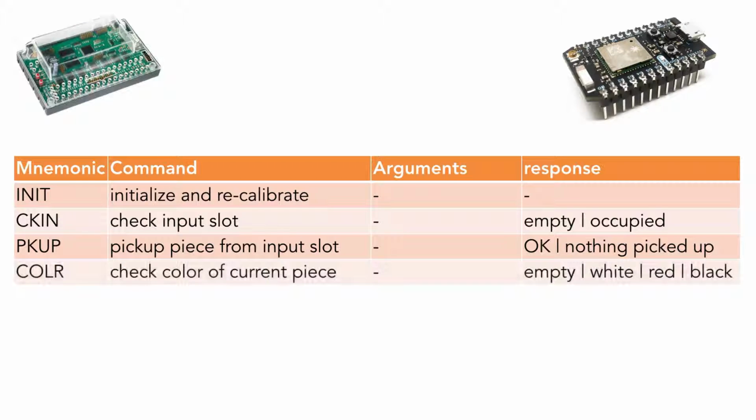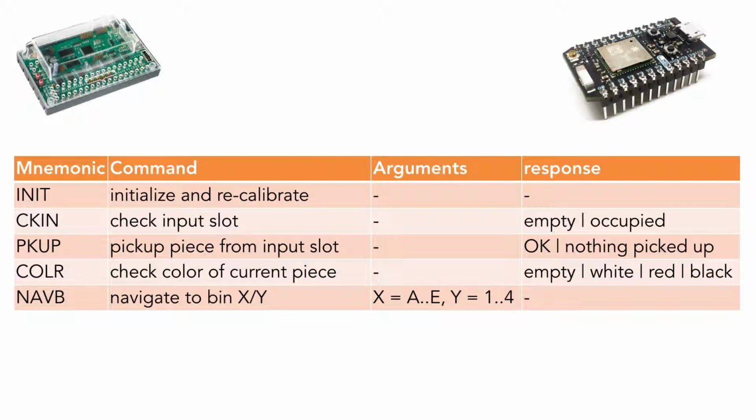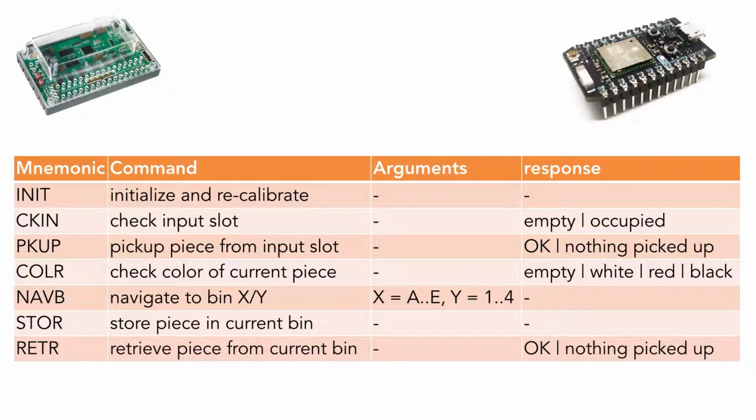Usually, we would then tell the robot to check the color of the piece it is currently holding, yielding either empty or one of the three colors of the pieces. Then we can tell the robot to navigate to one of the storage bins, identified by their column A to E and their row 1 to 4, and store the piece. Similarly, we can tell the robot to retrieve a piece, which again should yield OK as a response, but occasionally might also yield "I haven't picked up anything."